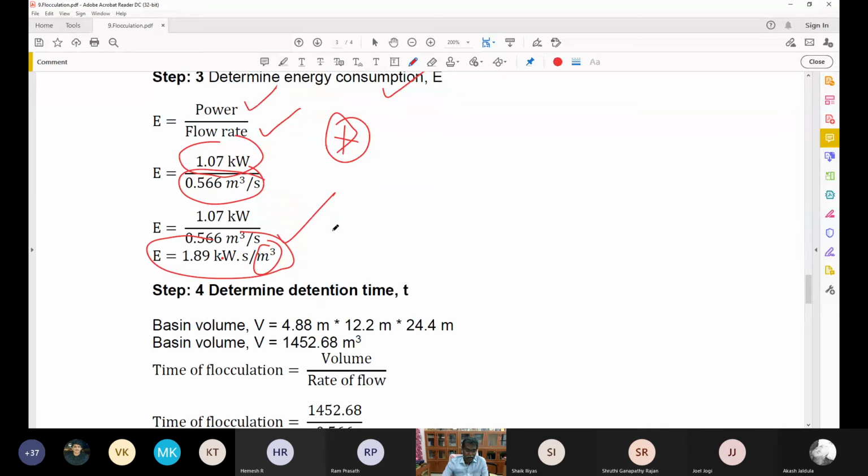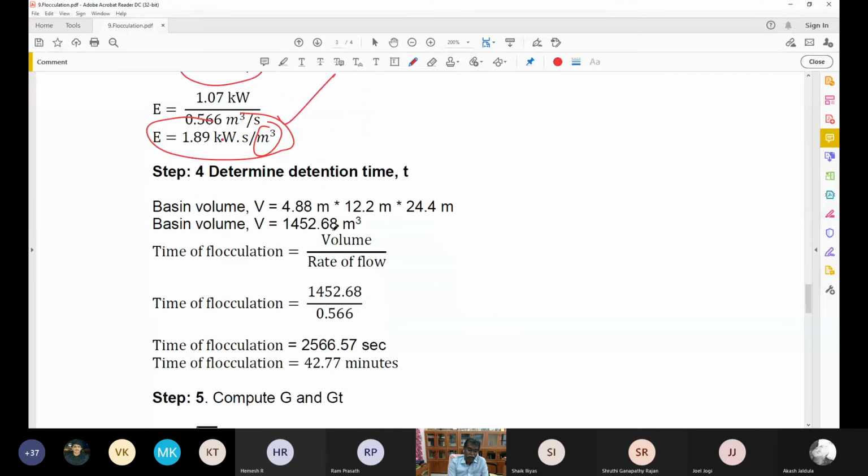Then the detention time is very simple: T is equal to V by Q. So V you can calculate, volume is equal to 4.88 by 12.2 into 24.4. You may get the volume as this. Volume divided by rate of flow, you may get in terms of seconds, 2566.57 seconds. You can convert in terms of minutes. So the time of flocculation is 42.77 minutes.